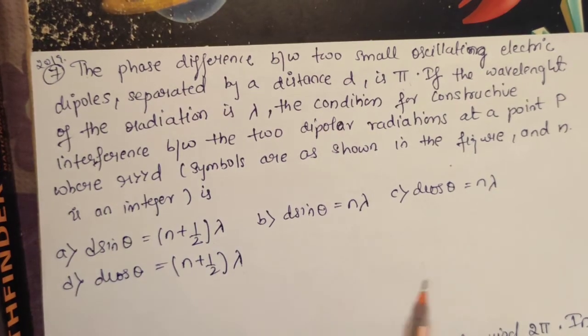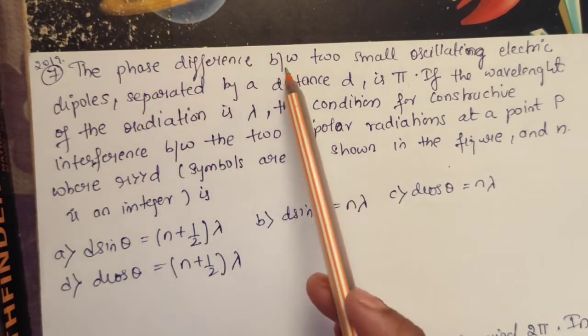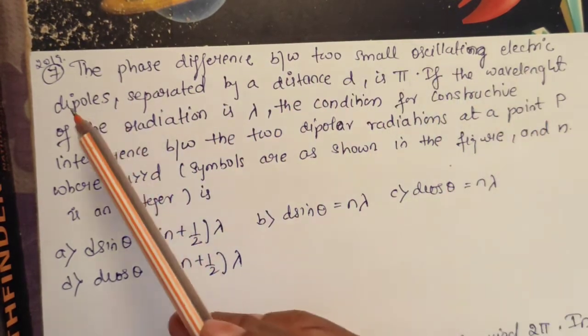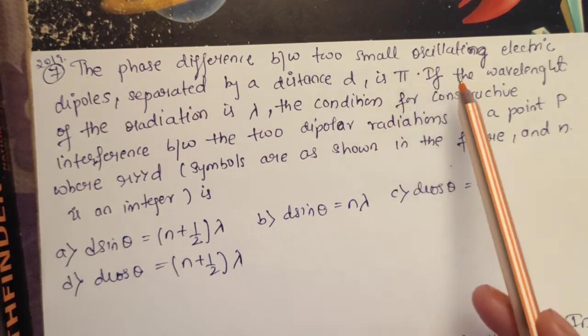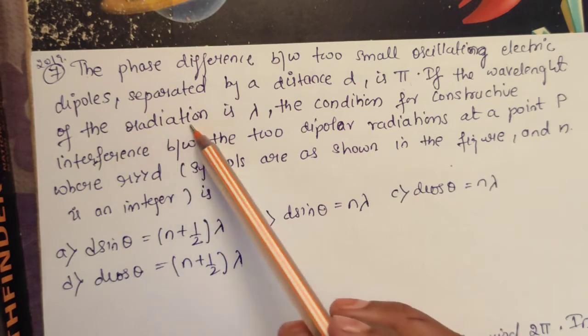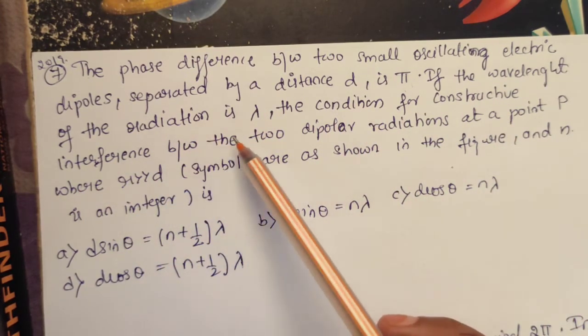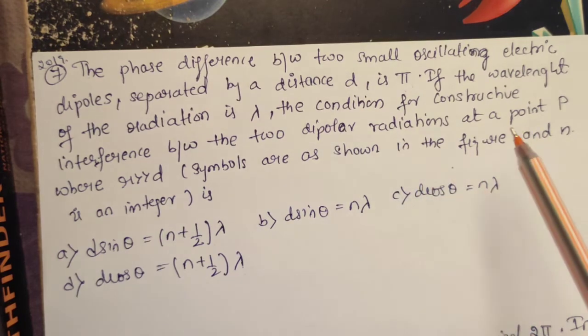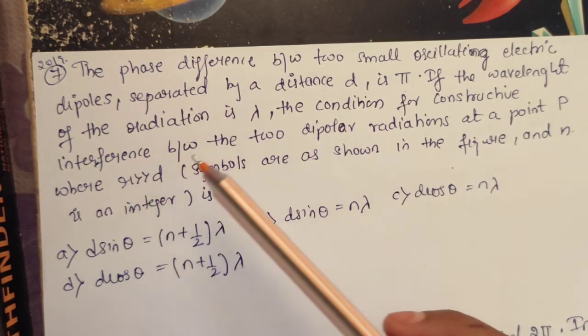Now this is the second question of this video, and the question states that the phase difference between two small oscillating electric dipoles separated by a distance d is pi. If the wavelength of the radiation is lambda, the condition for constructive interference between the two dipolar radiations at a point P, where R is greater than d, is.